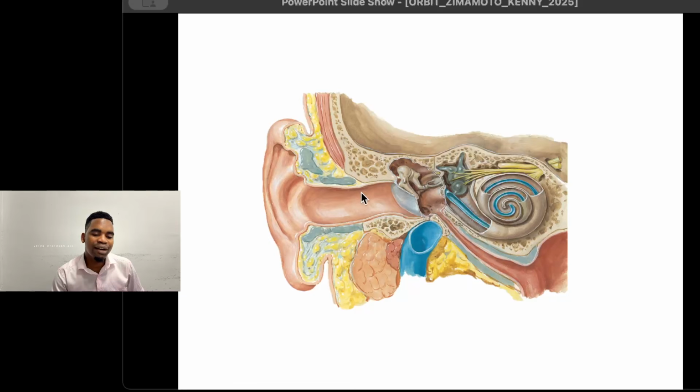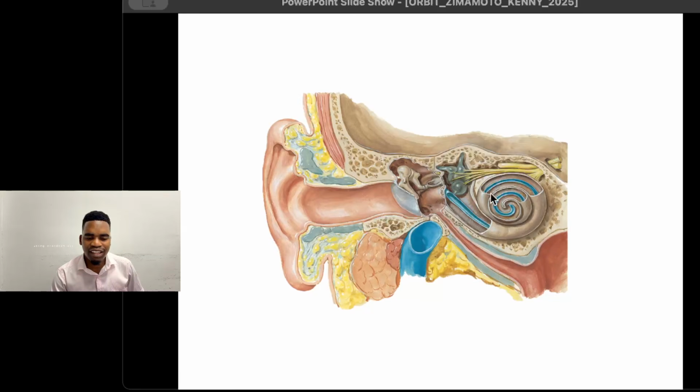What sits in the outer ear? Exactly nothing. Nothing is sitting in the outer ear. And then in the middle ear, you have your famous ear ossicles, your malleus, incus, and stapes, which are found in the middle ear. And in the inner ear is where you have your vestibule and the cochlea.